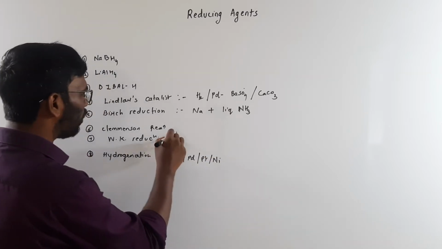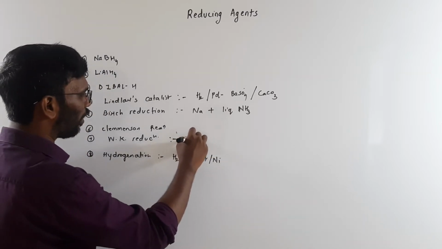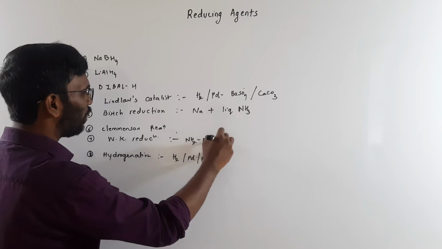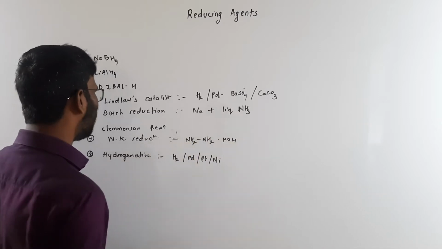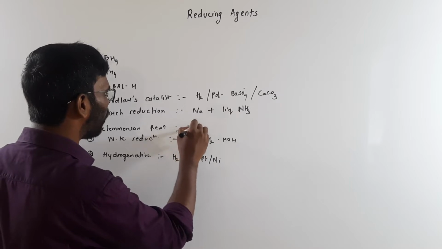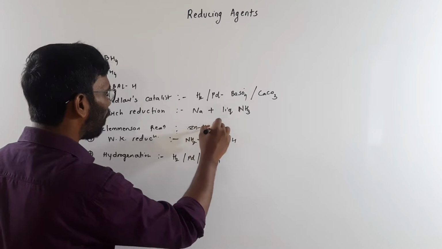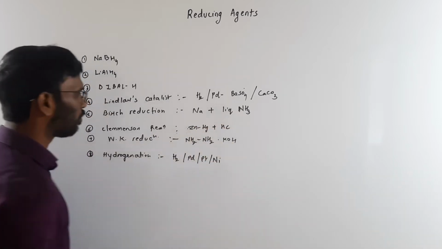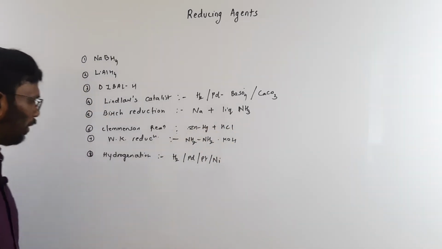Here in the Wolff-Kishner reduction, it is hydrazine in the presence of KOH, right? And Clemmensen, it is a zinc mercury amalgam in the presence of acid. Okay, in the presence of HCl.